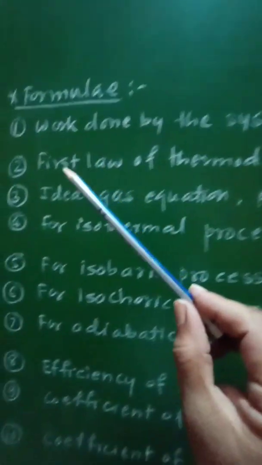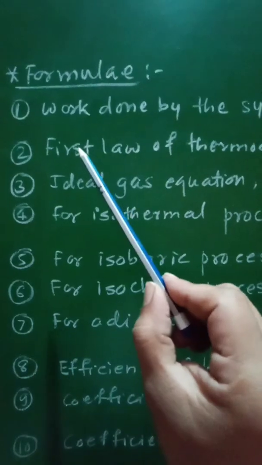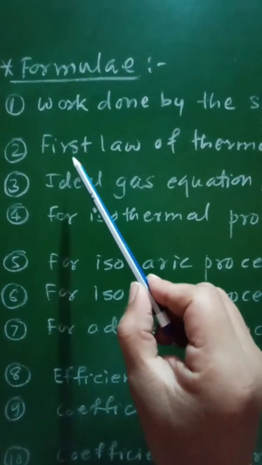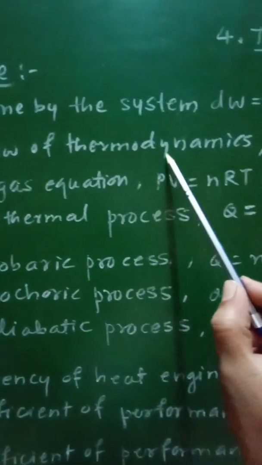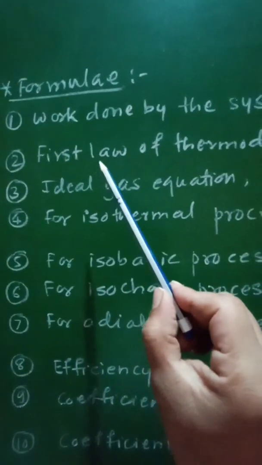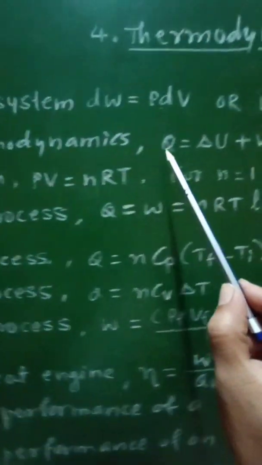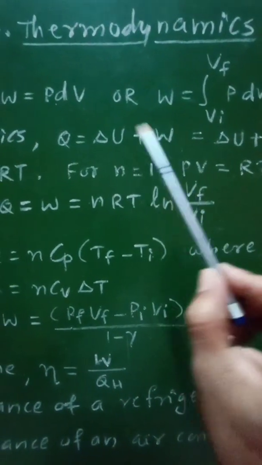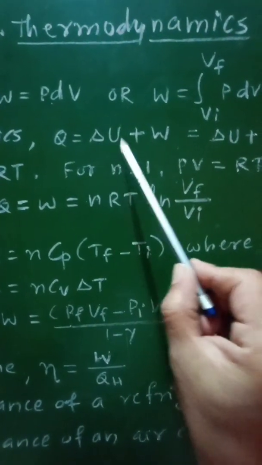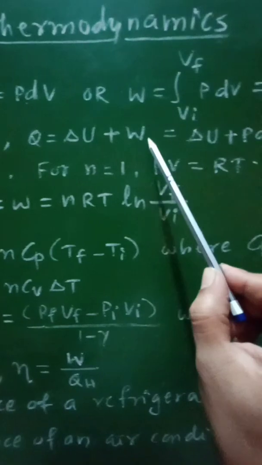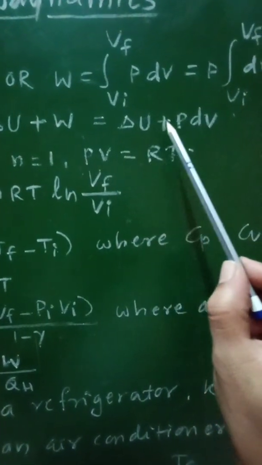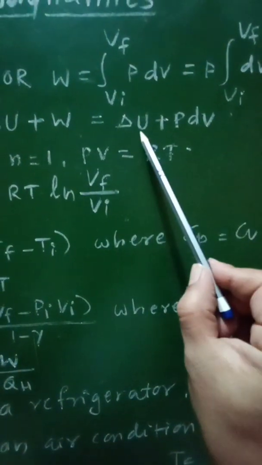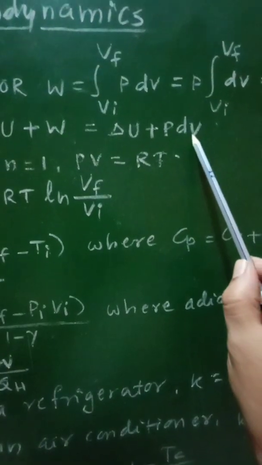Now let us see second formula, which gives mathematical statement of first law of thermodynamics. First law of thermodynamics is given as Q is equal to delta U plus W, which will be further written as delta U plus P dV.